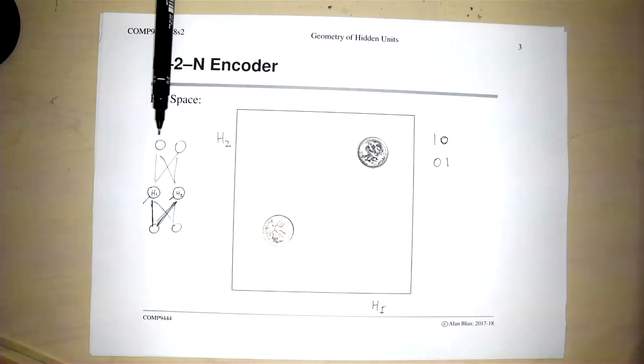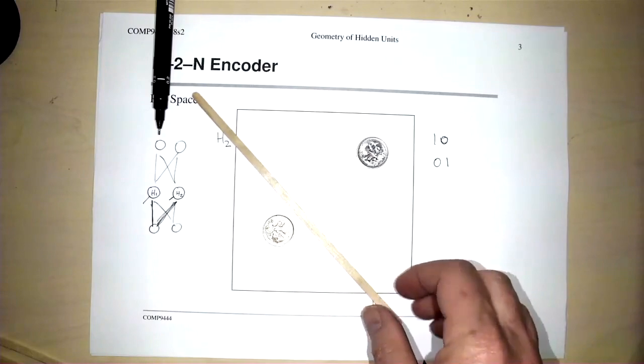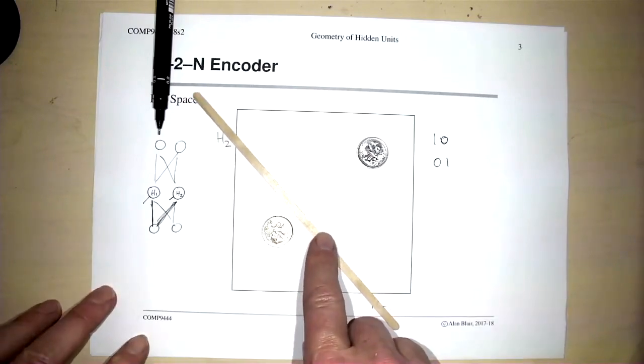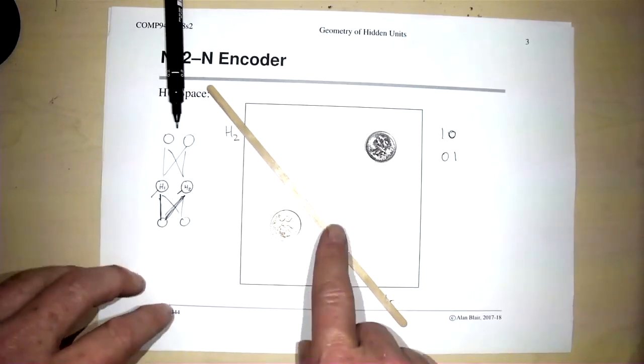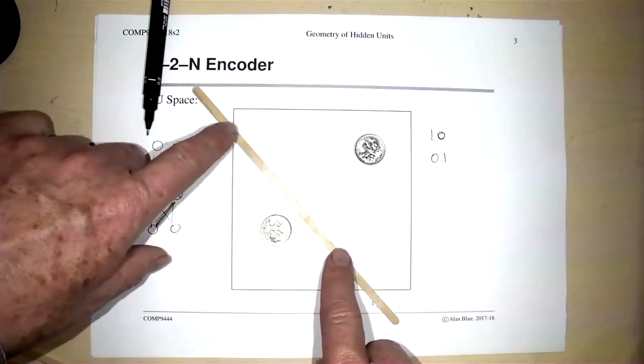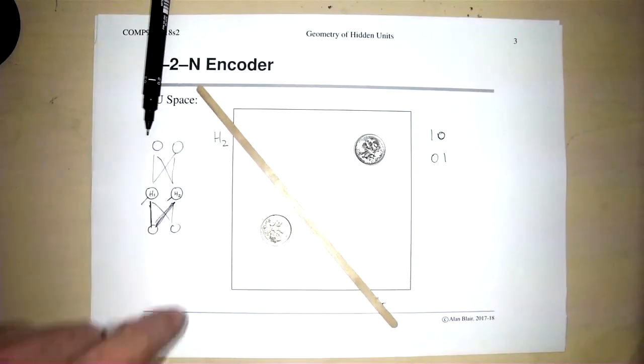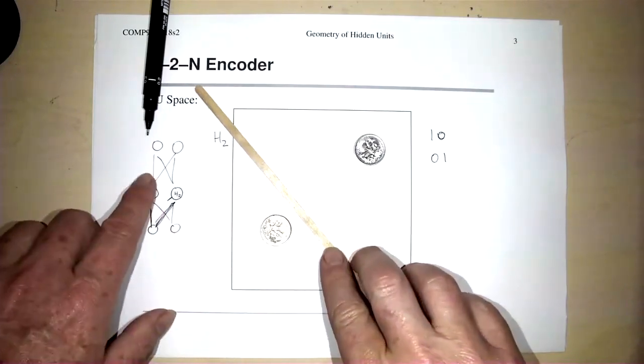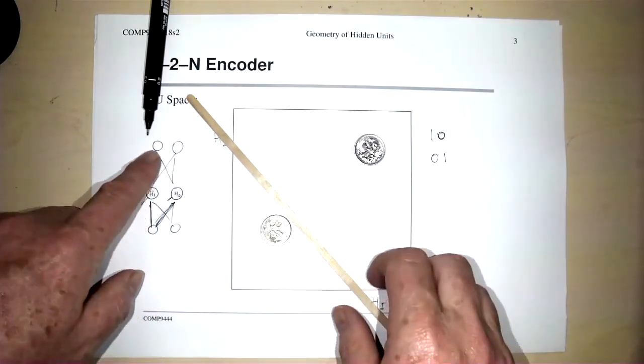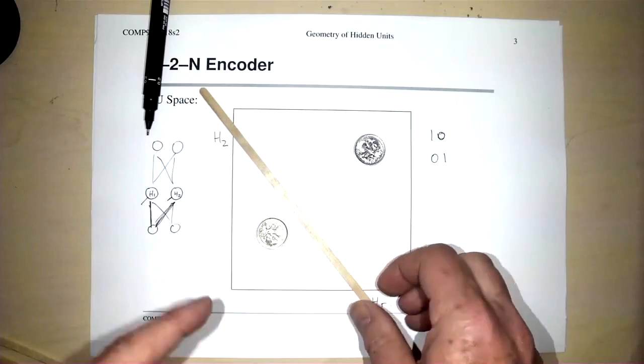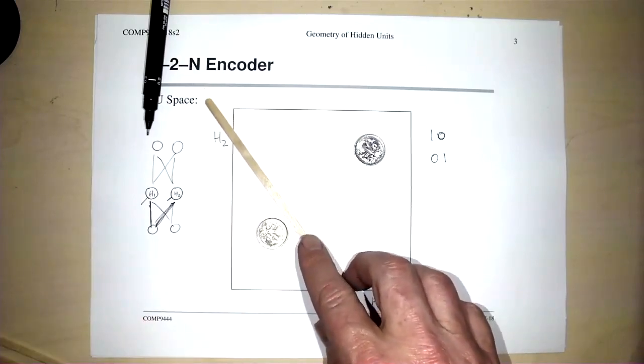Yes, it's with the activation function. Right. Good point. So let's think about it. We can draw this as a line.